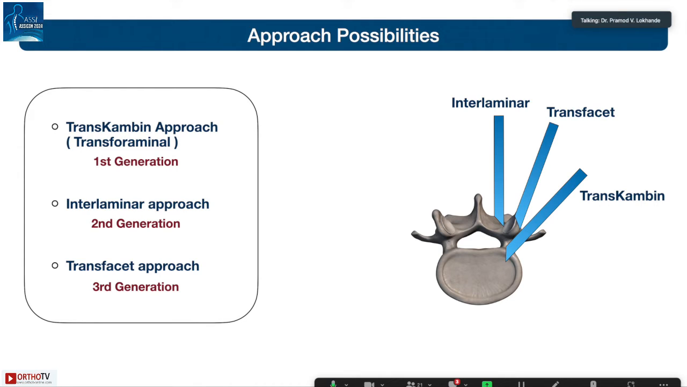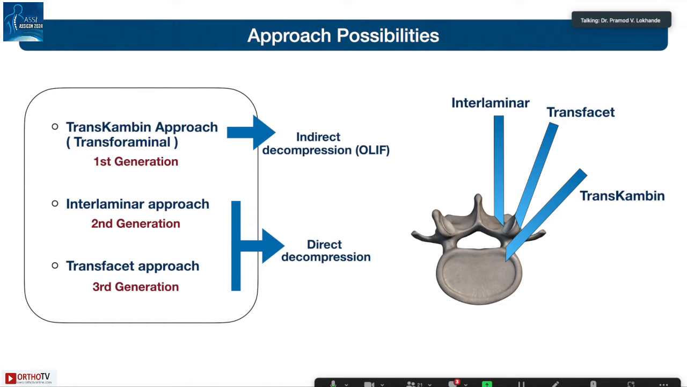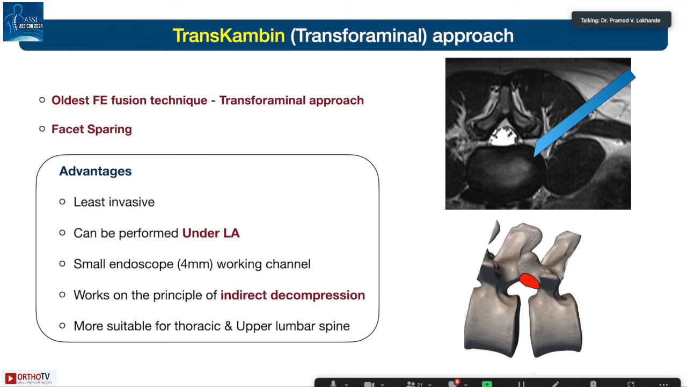So there are three approach possibilities right now: the trans-Kambin approach or the transforaminal approach, which I call the first generation; the interlaminar approach, which is similar to the conventional Harms technique; and the transfacet approach, which I feel is right now the best approach to do fusions with an endoscope. The trans-Kambin approach causes indirect decompression like an OLIF. Whenever there is not much posterior compression with hypertrophic flavum or subarticular stenosis, this is the approach I would prefer. The rest of the approaches can cause direct decompression of the neural structures.